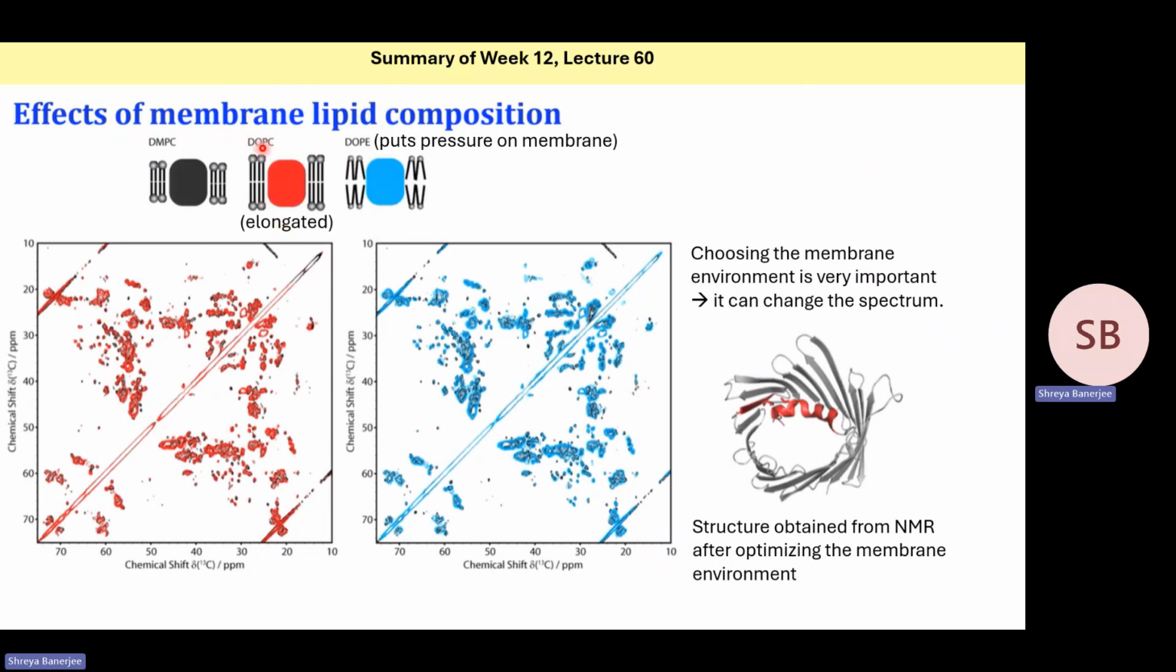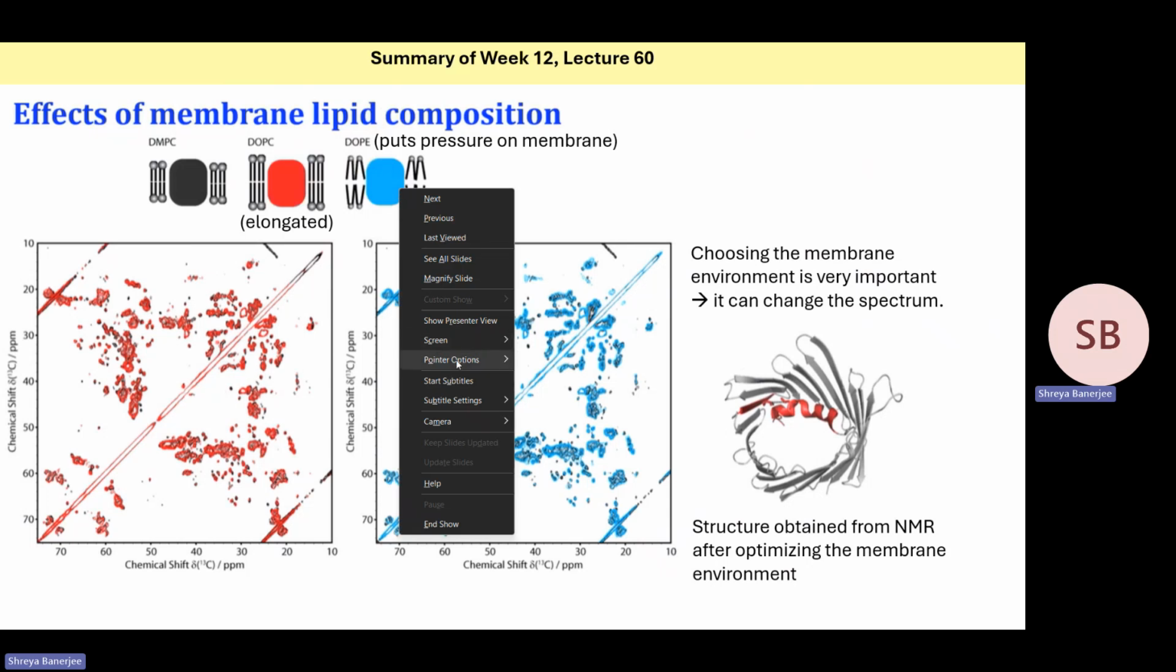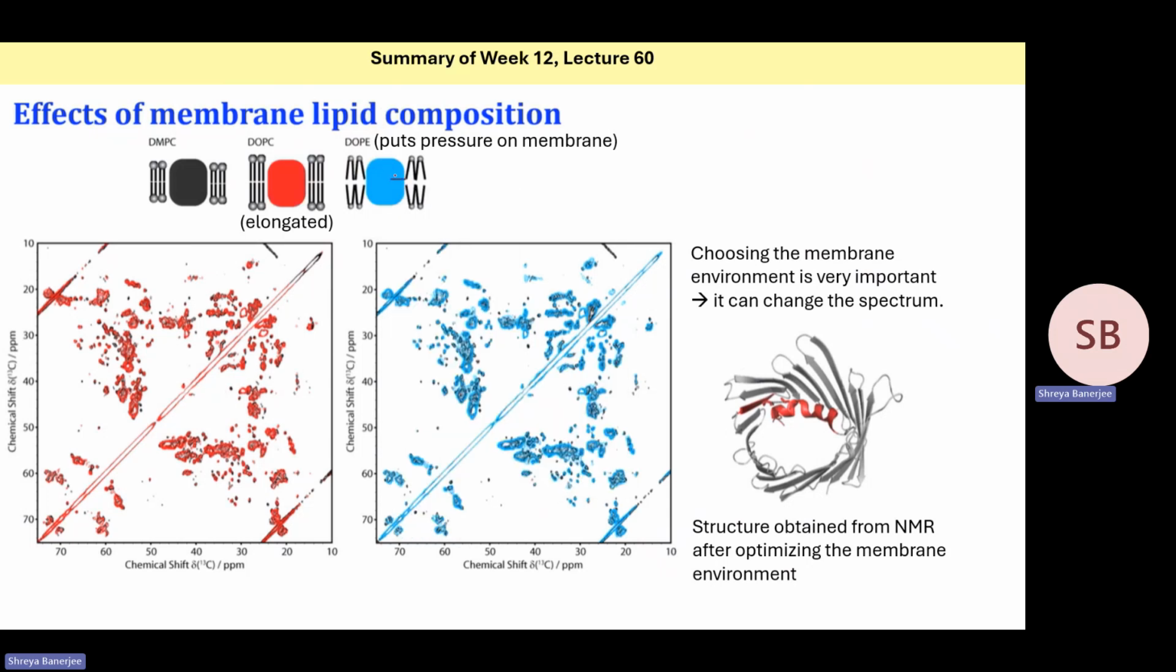DOPC is a detergent or lipid molecule where the lipid molecules are slightly elongated. And the blue spectra is where DOPE was used. Now, if you see the structure of DOPE, we won't go into details of that. But what happens is that DOPE puts a certain pressure on the membrane. You can see this is bending inwards. So it's putting a kind of pressure on the membrane. So the structure is slightly changing based on which lipid or detergent molecule you're using to simulate the membrane environment.